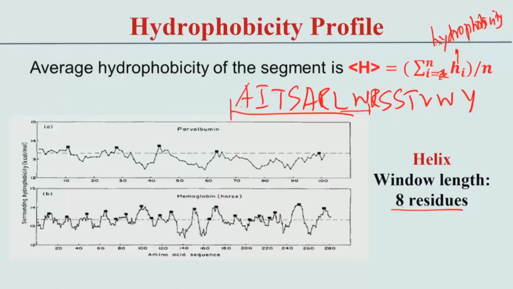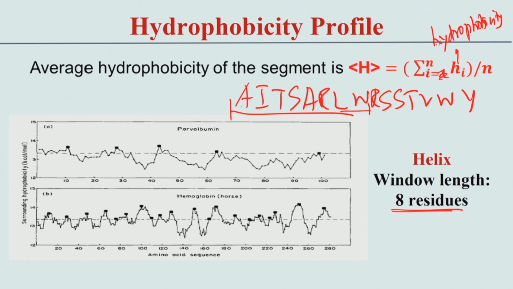So, to identify the helical segments, what to do? First we take a window length of 8 residues and construct a plot. You can see these are 2 different examples for 2 different proteins. Here the x axis is the sequence: 1 means the average of residues 1 to 8, 2 means the average of 2 to 9, and the y axis is the average hydrophobicity value.